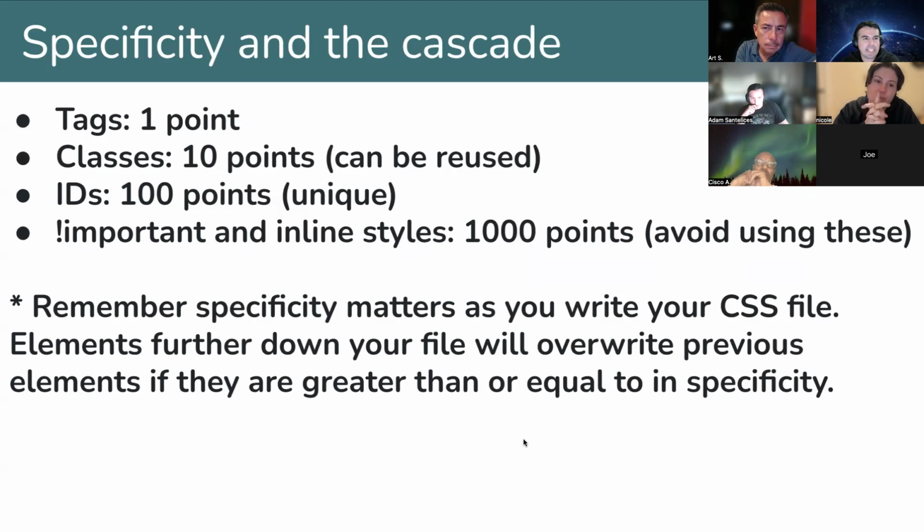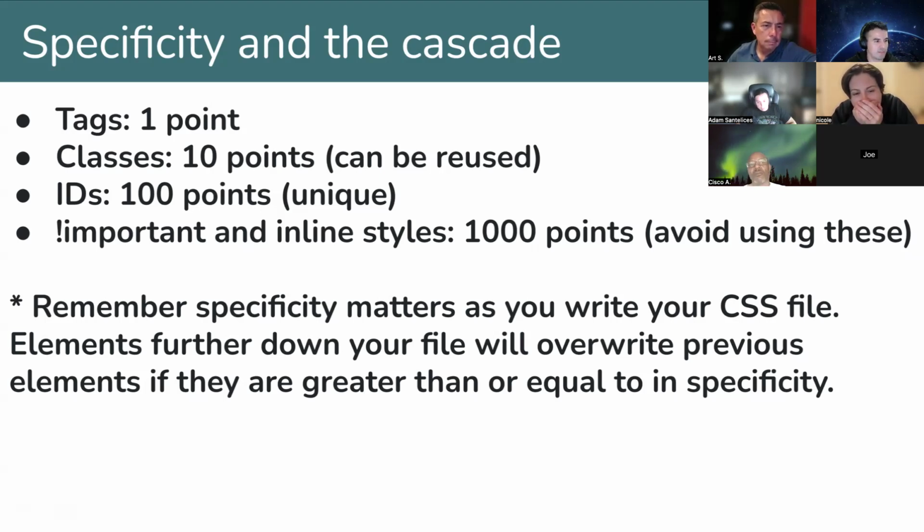So, specificity and the cascade. I told you CSS stands for cascading style sheets, right? When you get a tag like an H1 or H2, that's just one specificity. It's not technically, I'm taking some creative liberties here. Just think of it as a tag like an H1 or a P tag or a section tag as 1 point. But the minute that you give an HTML element a class, that ups the specificity to 10 points. If you give anything an ID and you style something by ID, it's 100 points, right? And if you use !important or inline styles, this is the reason why we don't do it. It's 1,000 points of specificity.